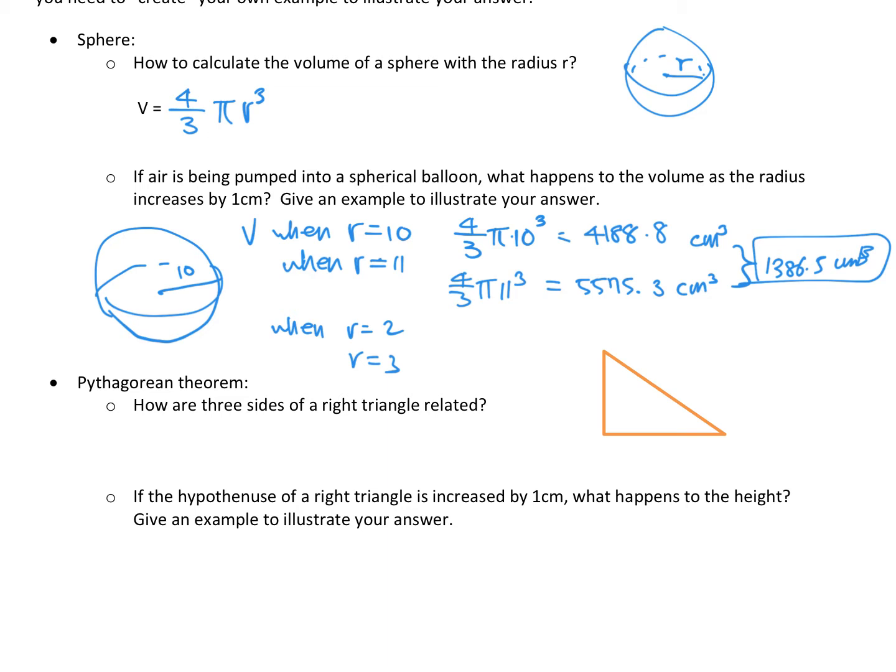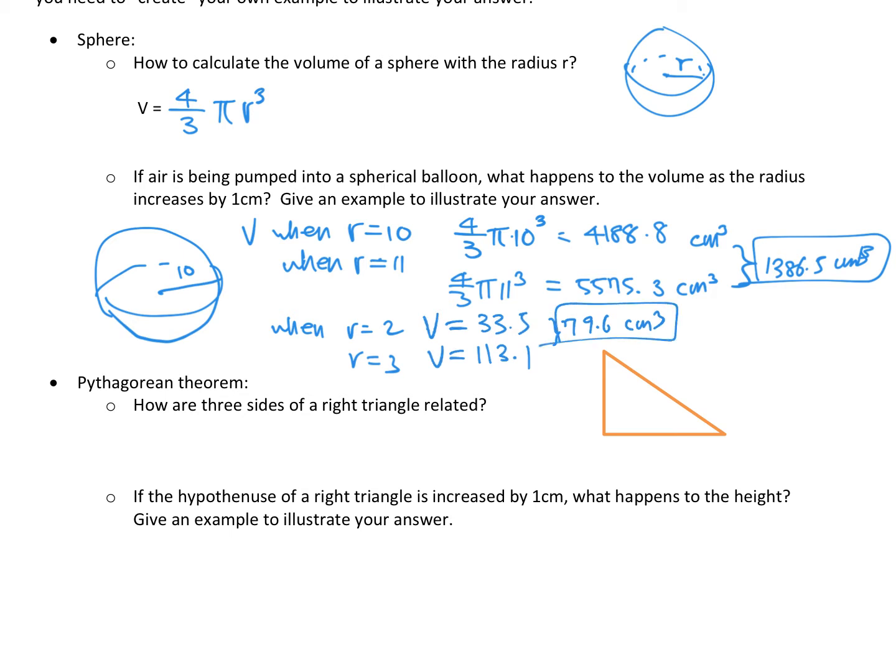If you calculate this out, the volume here is going to be 33.5. The volume when the radius is 3 is 113.1. So the difference is 79.6 cubic centimeters.